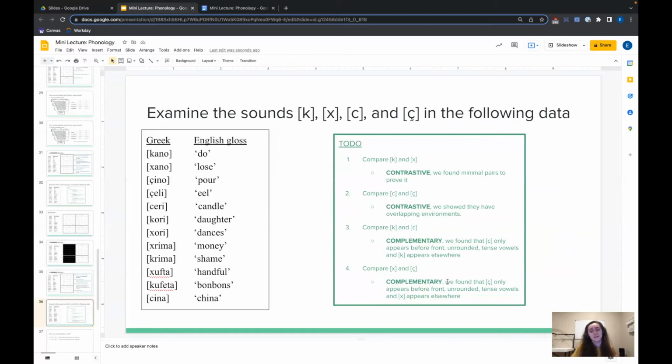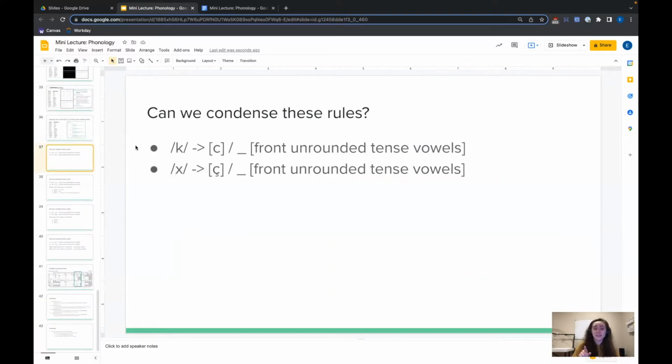because we found that the voiceless palatal fricative only appears before front unrounded tense vowels, and the voiceless velar fricative appears elsewhere. So there's one last part to this, and it's asking if we can condense these rules using natural classes. Can we have one rule instead of just two? Because after all, these rules look pretty similar.